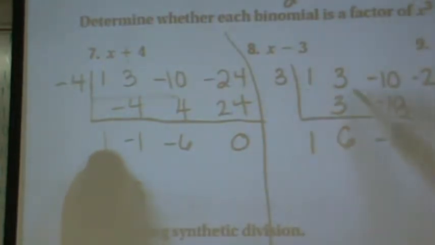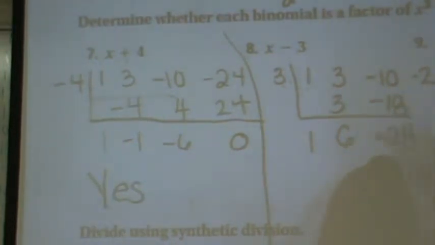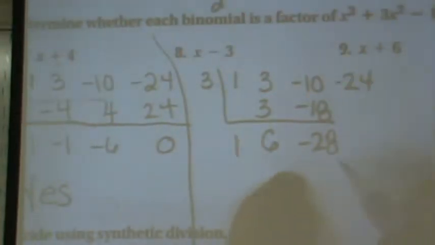With 3, we have 1, 3, negative 10, negative 24. Bring down the 1. 3 times 1 is 3. Add. You get 6. 6 times 3 is 18. Add. You get negative 28. And I already know when I multiply that, I'm not going to get a 0, so this is a no.